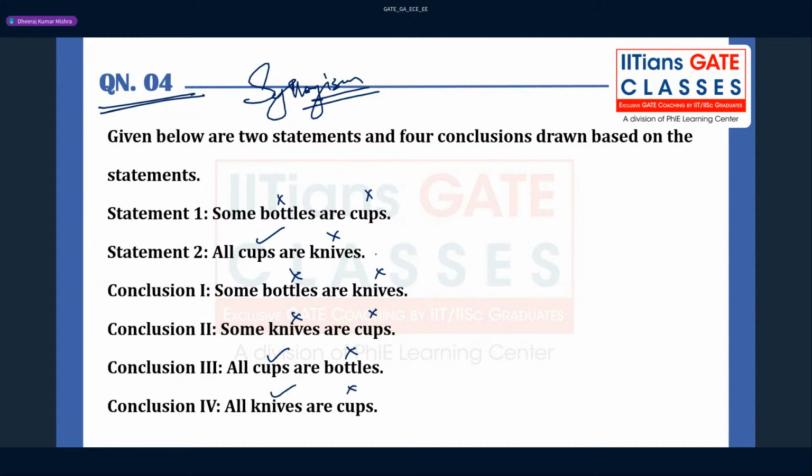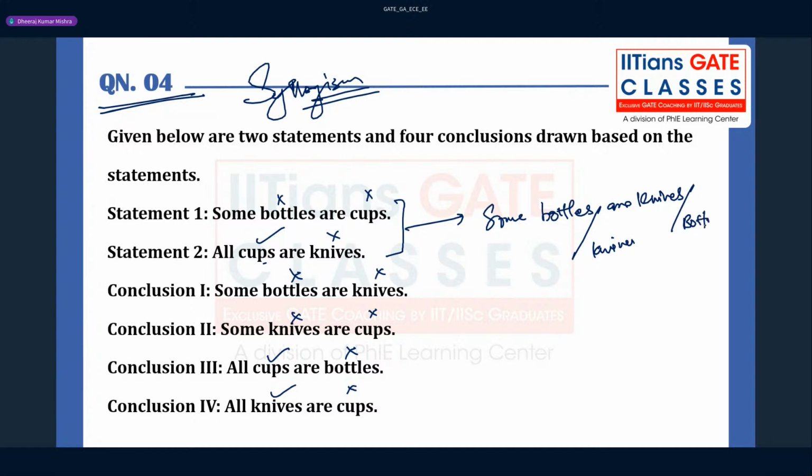So here, if you combine these two, okay, you are going to get what? You can say that these are the middle terms. So some bottles are knives, right? Or you can say also that some knives are bottles.